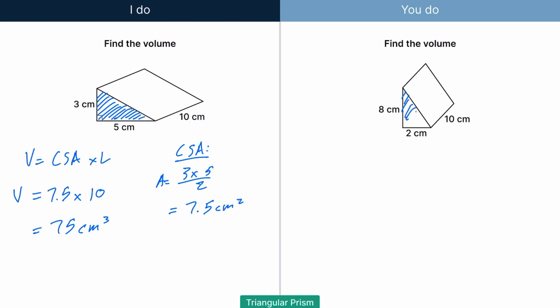So step 1, shade the cross-section. Step 2, write the formula. Volume is the cross-section area times length. The length is easy, so it's times 10.